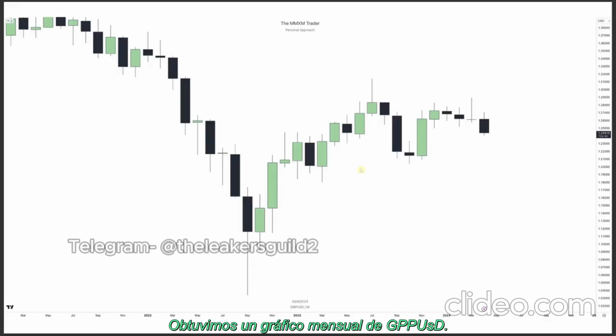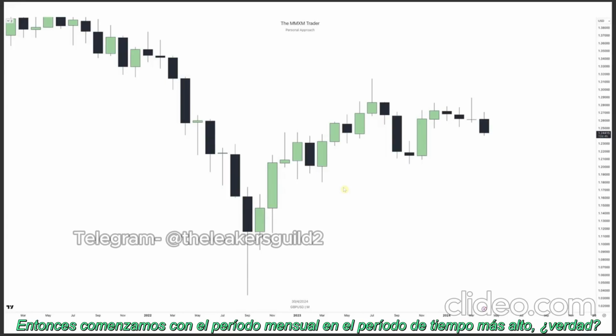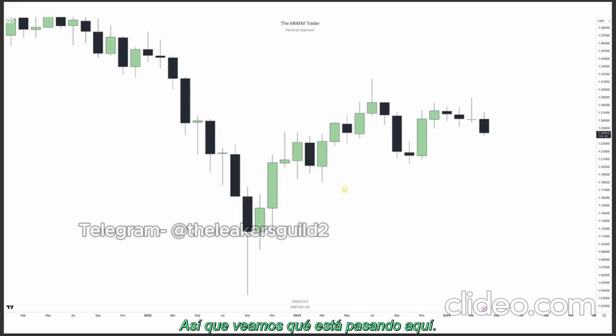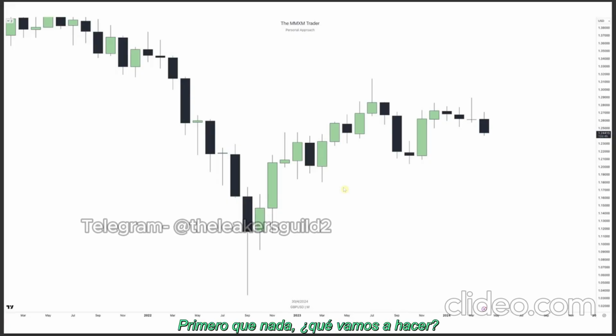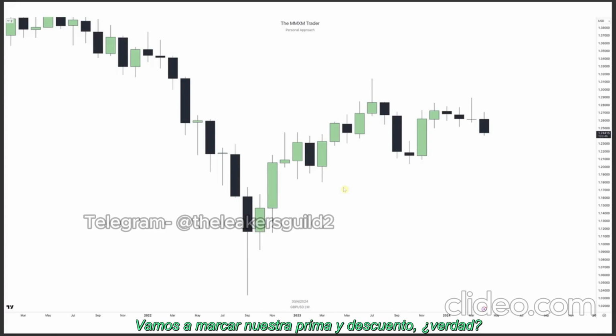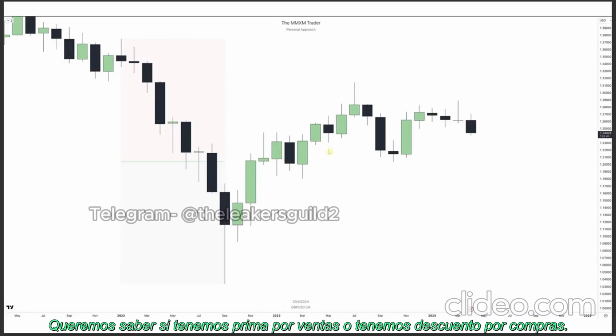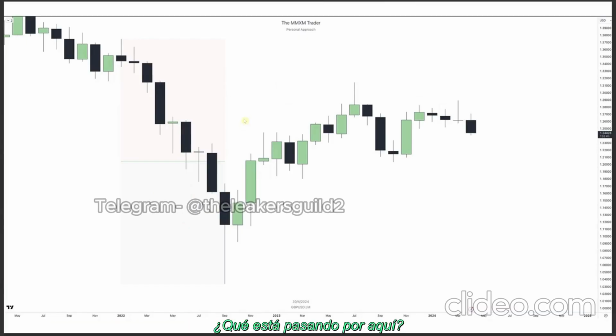Right, so we've got a GBP USD monthly chart. So we start off with the monthly on the higher time frame, right? From monthly to weekly to daily. So let's see what is happening over here. First of all, what are we going to do? We're going to mark out our premium and discount, right? That's important. We want to know, are we in a premium for sells or are we in a discount for buys? What is happening over here?